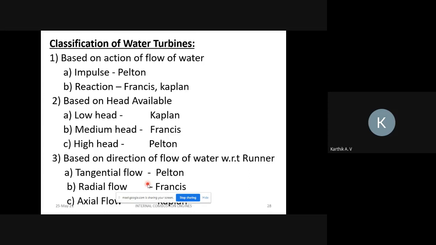Based on the action of the flow of water, it is classified into two types: impulse turbine as well as reaction turbine. Can you tell me what is an impulse turbine? Anyone? Please tell me what is an impulse turbine?